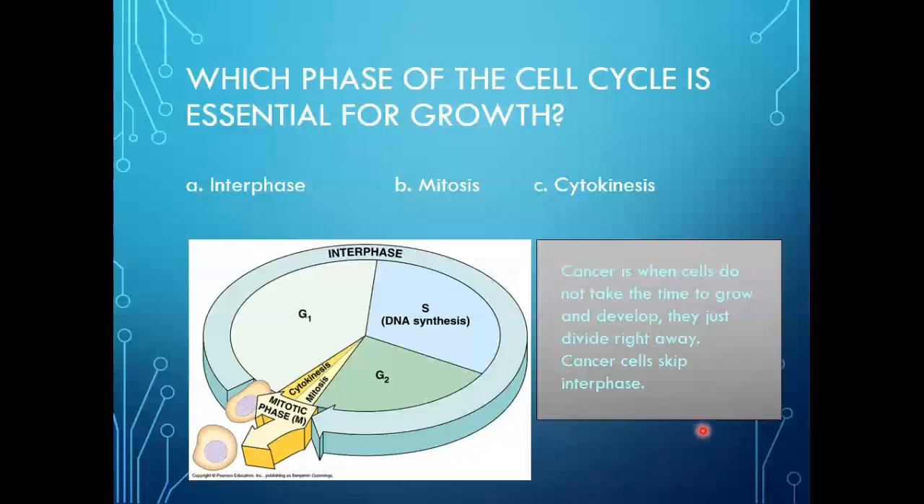This caption here is discussing cancer, and remembering from our video the other day, cancer is when they skip interphase. The cells that are cancerous, they don't go through this interphase portion. They just keep going through mitosis, and then mitosis, and then mitosis, and mitosis. It's a rapid growth.